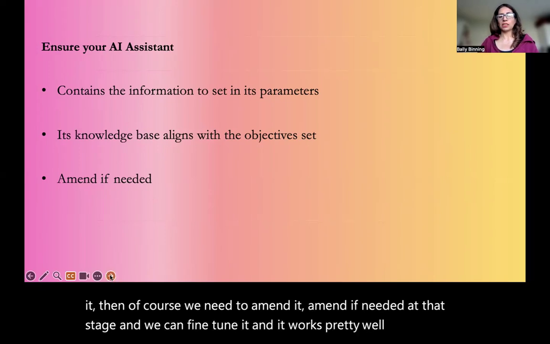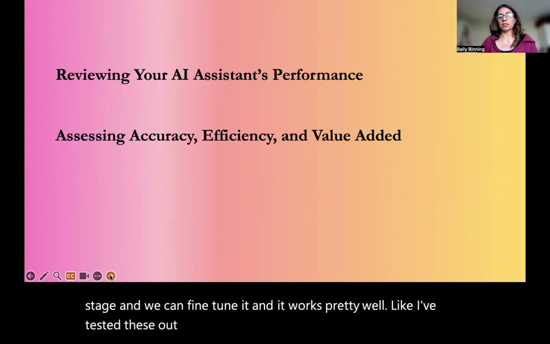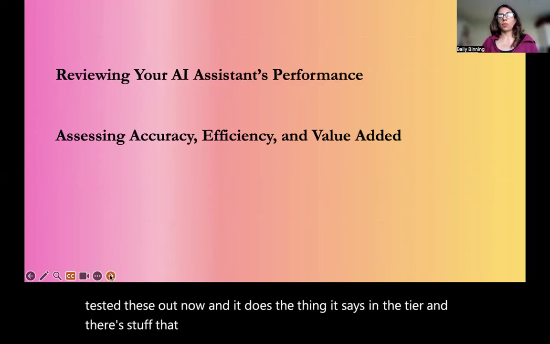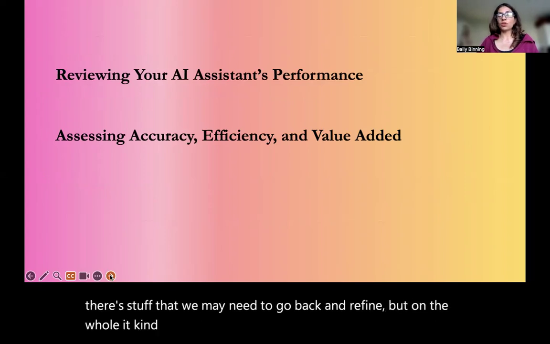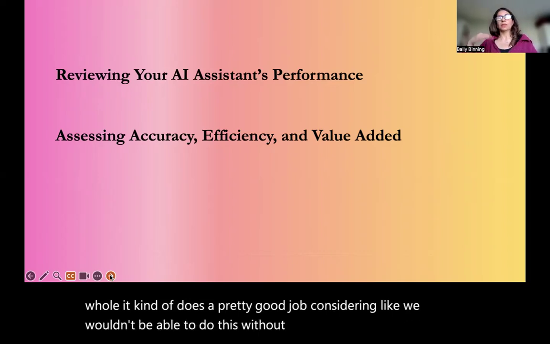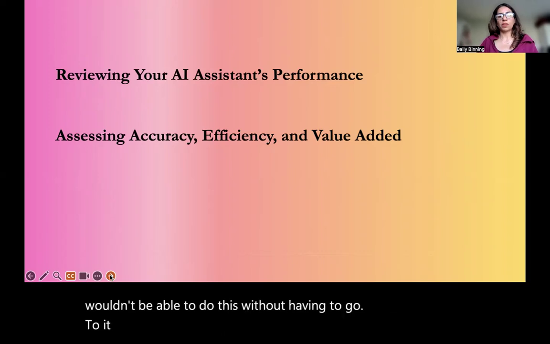I've tested these out now, and it does what it says on the tin, and there's stuff that we may need to go back and refine. But on the whole, it does a pretty good job, considering we wouldn't be able to do this without having to go through the whole document.